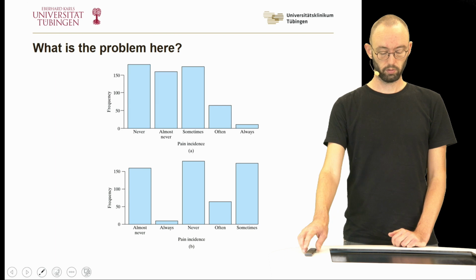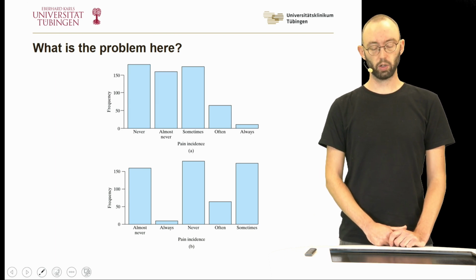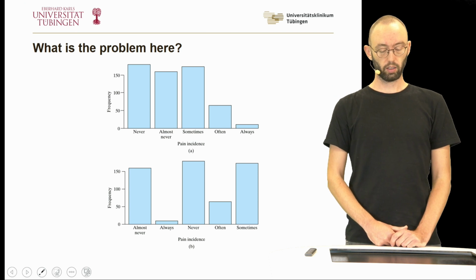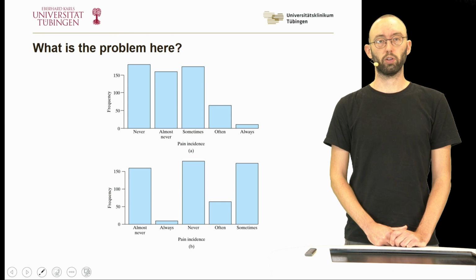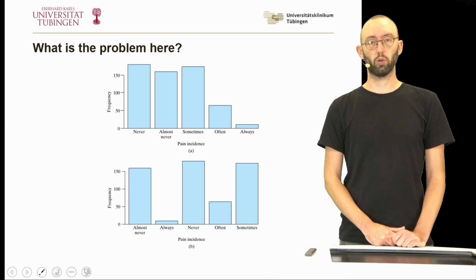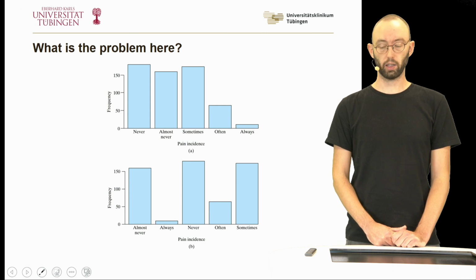While when we order them according to their natural order, so from never to always, we can see a very clear pattern. So if you have an ordinal variable, you want to show them in an ordered fashion so that any pattern that occurs can also be easily found by eye.